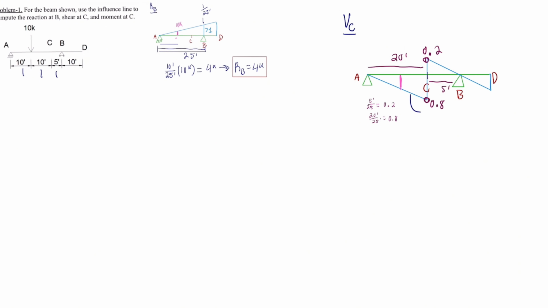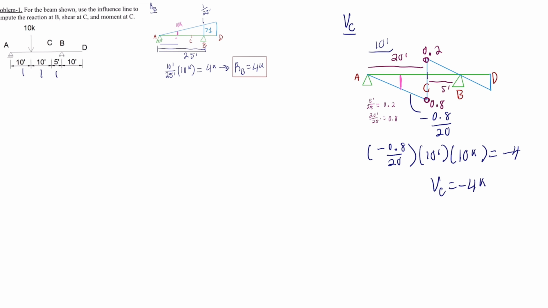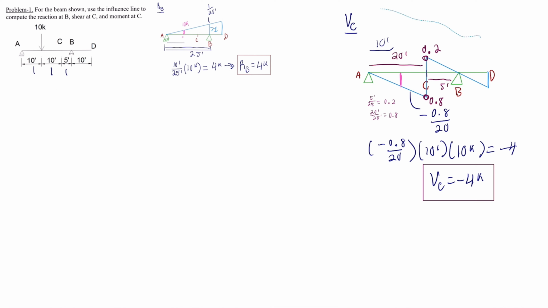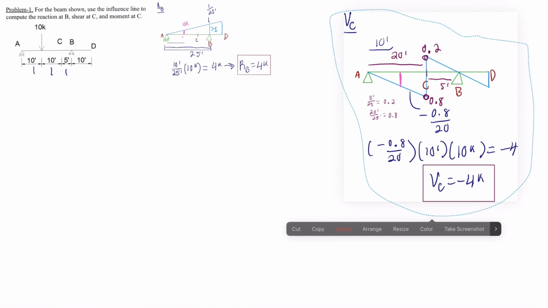So now we have to calculate the slope of this line, which will be negative 0.8 over 20. So now we can calculate the shear at C by multiplying the slope, which is negative 0.8 over 20, by the distance from A to the load of the 10K, which is 10 feet, times the load, which is 10 kips, which will equal negative 4. So the shear at C is equal to negative 4 kips. And that is our answer for the shear at C. And we'll now minimize this so we can work on the moment at C.